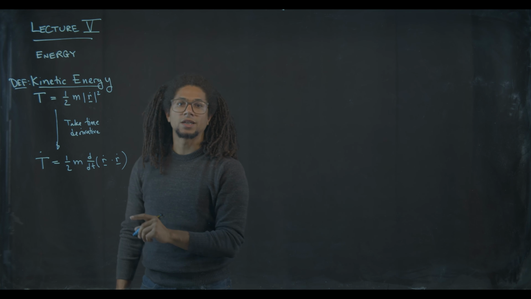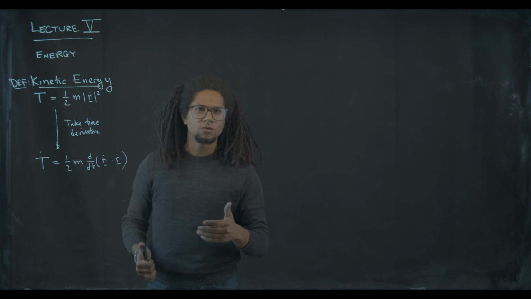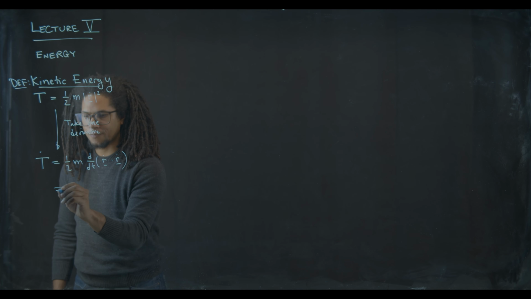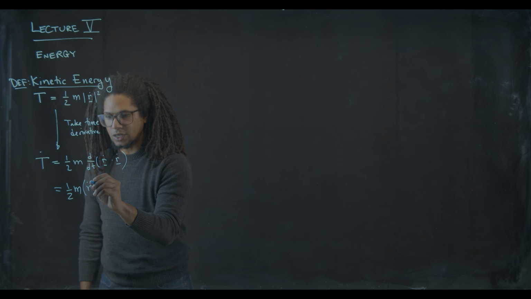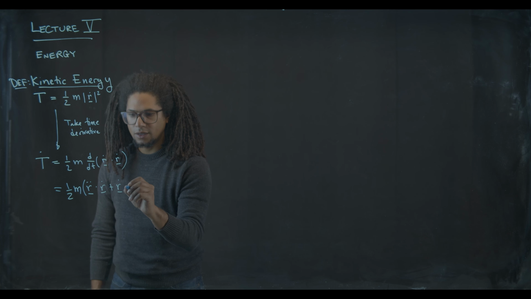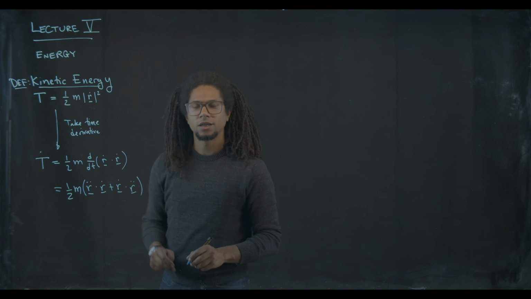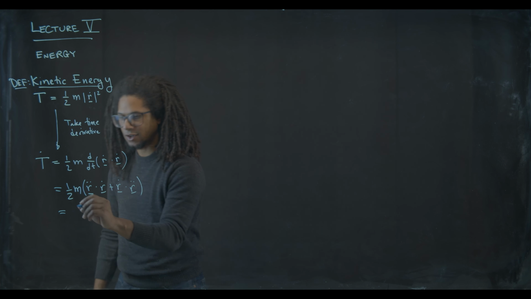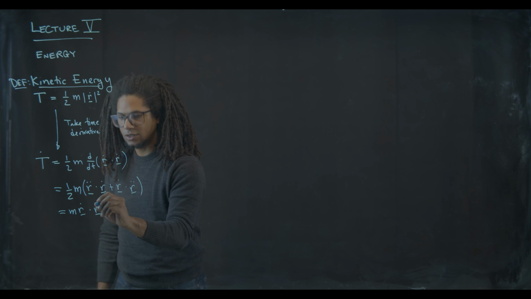Now I know what to do with this. I can just use the product rule. All of the vector products, the dot product, cross product, all obey the product rule. So we're all good there. So this is going to be 1/2 m times r double dot dot r dot plus r dot dot r double dot. But the dot product is commutative. So this is in fact just going to cancel the half here. We'll just get m r dot dot r double dot.